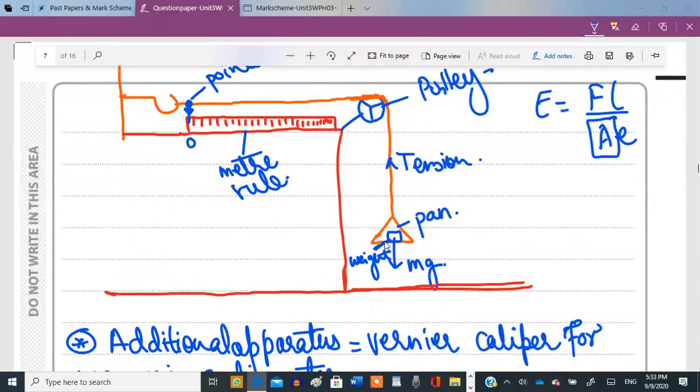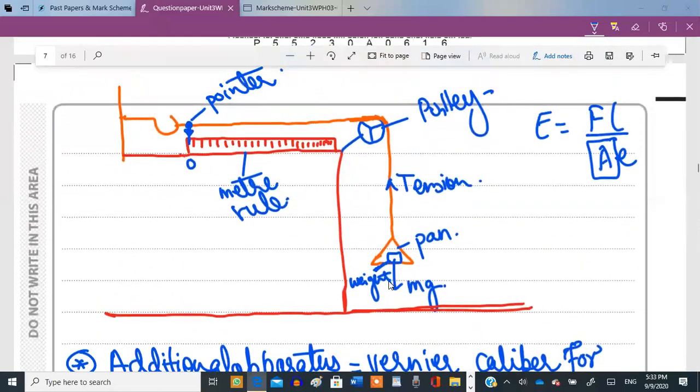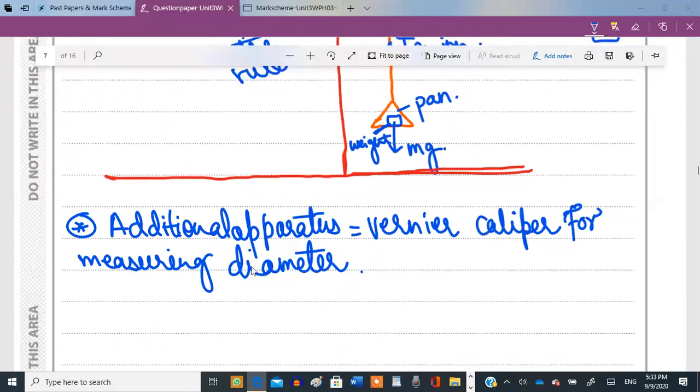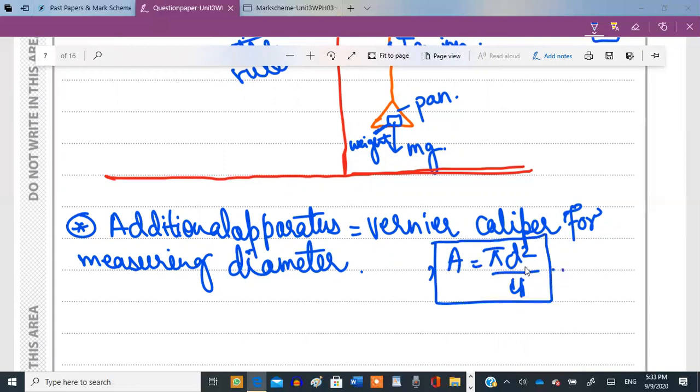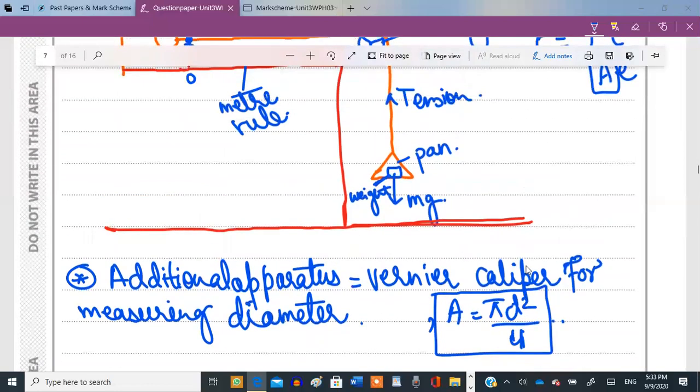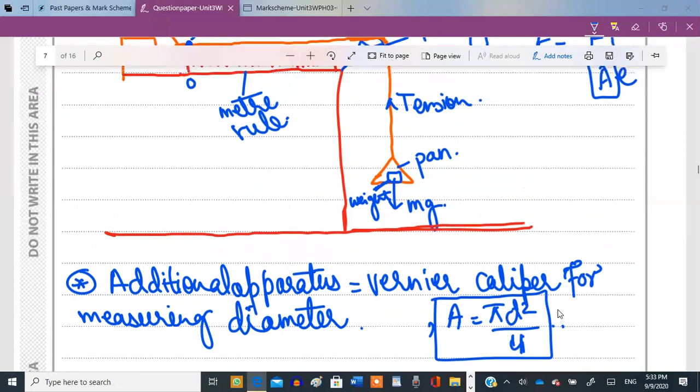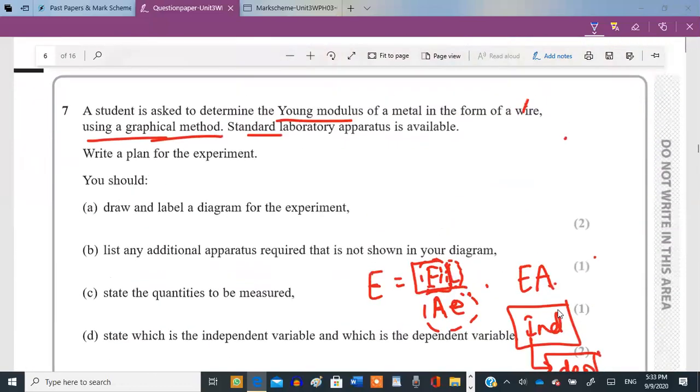We cannot, okay? Why not? The vernier caliper measures the diameter, not the area directly. Area has to be calculated using the formula. From the diameter, we can calculate the area, not measure the area. Calculate and measure are two different things. The area can be calculated using the formula pi d squared upon 4. You have to write down the statement that area can be calculated using this formula. This additional apparatus is just a vernier caliper.